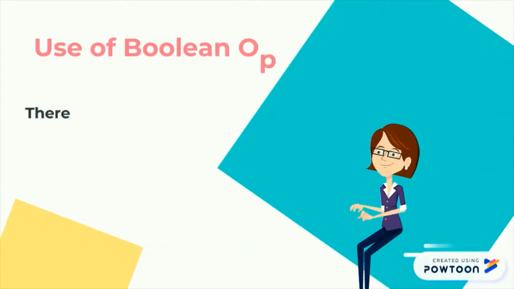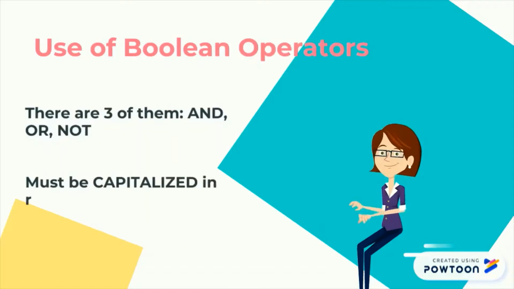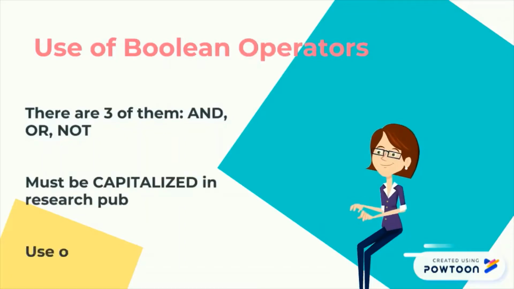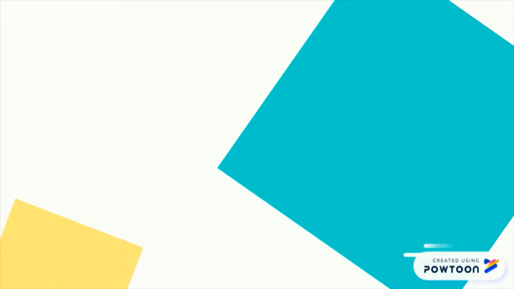Boolean operators allow you to try different combinations of search terms or subject headings. Databases often show Boolean operators as buttons or drop-down menus that you can click to combine your search terms or results. The main Boolean operators are AND, OR, and NOT. They must be capitalized in Research Pub. Lowercase operators like and, or, not will all be replaced with AND. It's very important that you keep operators capitalized.